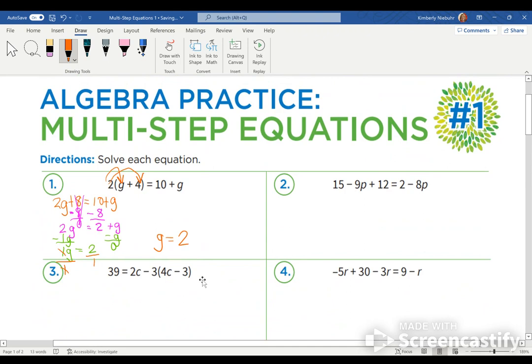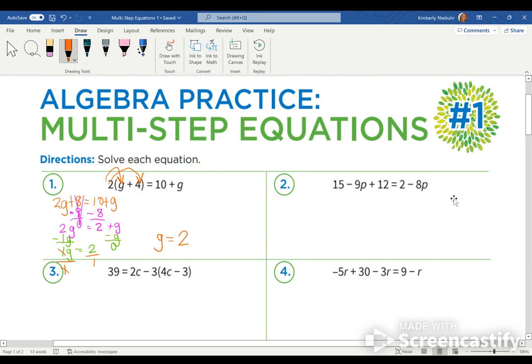Yay! So now I want you to work number 3 on your own. Why not number 2? Well, there aren't parentheses in number 2. I want you to work number 3 on your own. I'm going to work number 2 very quickly. I want you to pause the video and work number 3. Thank you. Now I want you to watch me work number 2, and then you're going to work number 4.